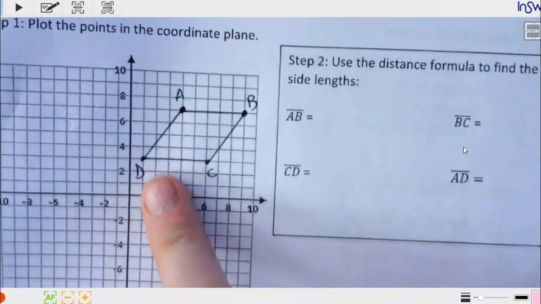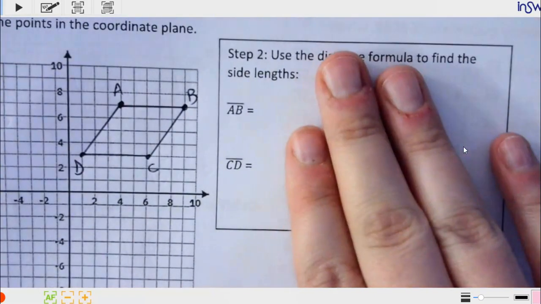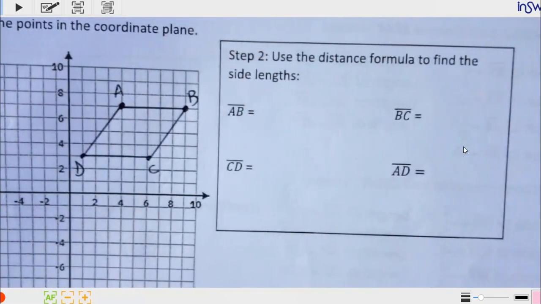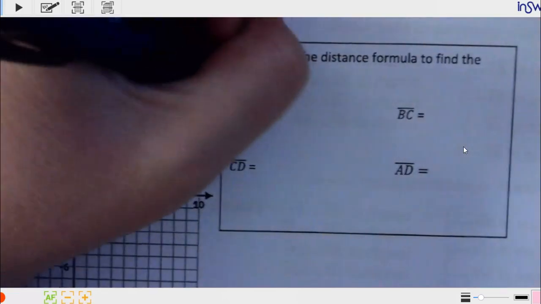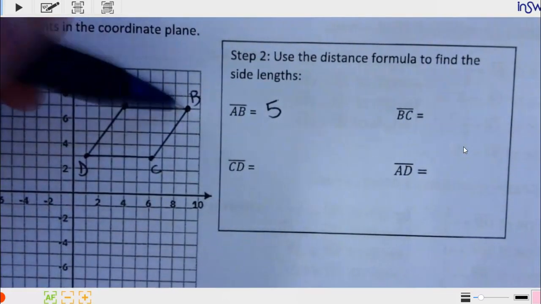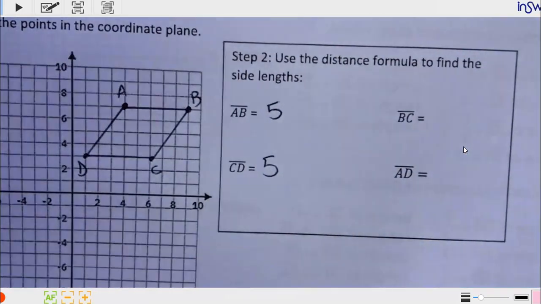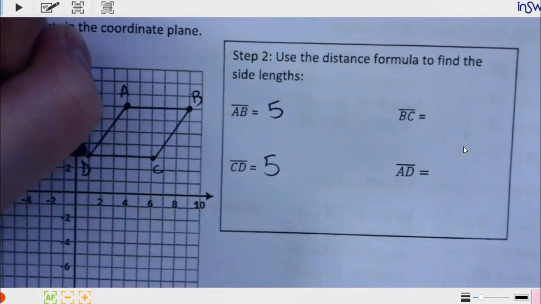This is what our shape on the next page looks like. Instead of using the distance formula, I'm going to use the Pythagorean theorem, but two of these you just count, which is really nice. A to B, it's 5 units long. How do I know that? I'm just counting the spaces in between. 1, 2, 3, 4, 5. And then CD is also 5. Super nice. You don't have to use any formulas.